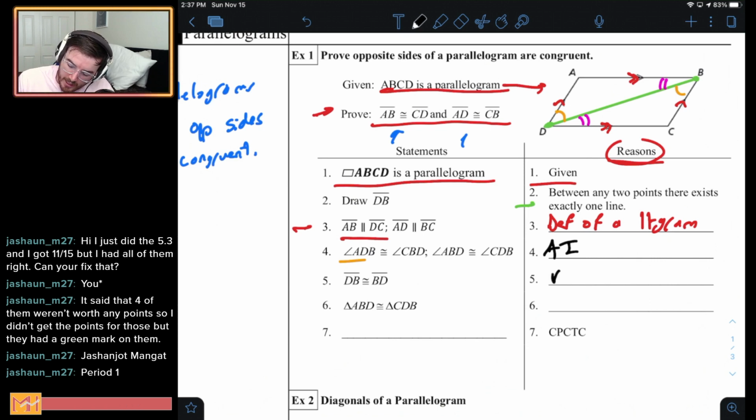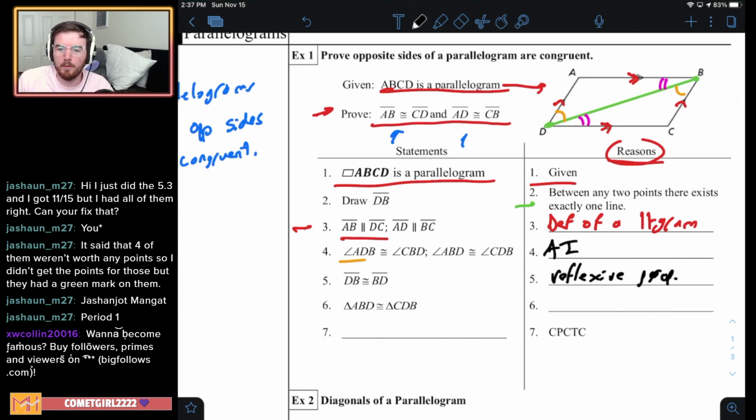This is the reflexive property. You might have remembered that. That might ring a bell. That reflexive property, that's what we say when something's congruent to itself.